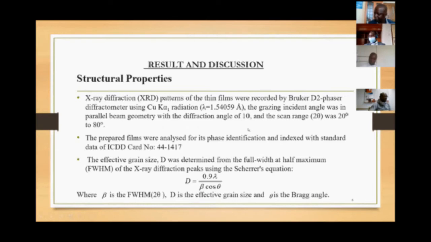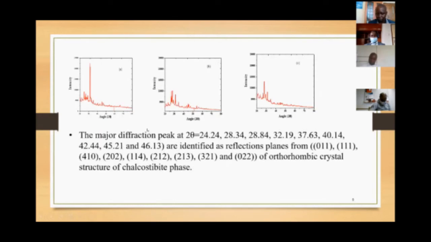From there, we realized these are the patterns. The major diffraction peaks at 2 theta were at angles of 24.24, 28.34, 28.84, and 32 degrees. These peaks matched with the identified reflection planes, such as 011, and matched well with the orthorhombic crystal structure of the chalcostibite phase.